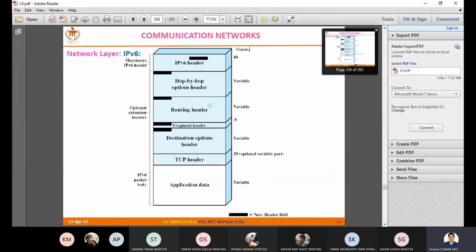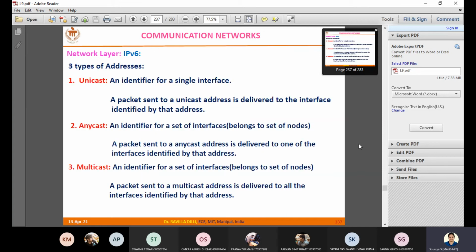Now, so this is how IPv6 looks like. IPv6, this is a base header on top, followed by the hop by hop header, routing header, fragment header, destination option header, TCP header, and the actual application data. This is what the IPv6 header looks like.